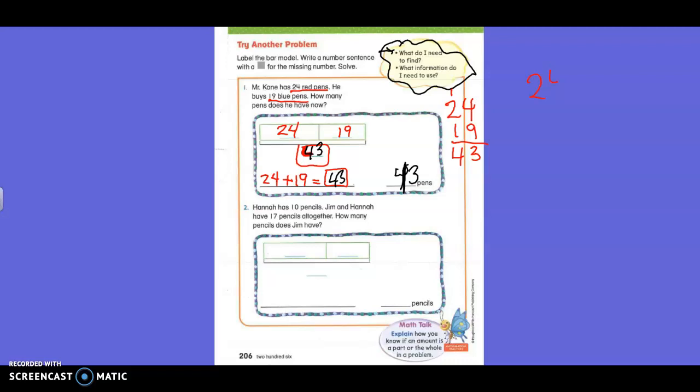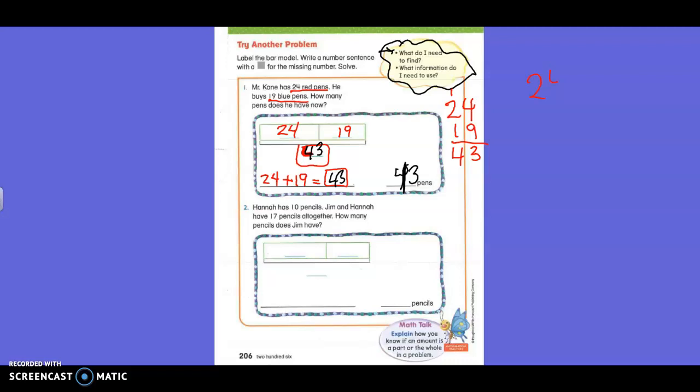Landon? What's the question for my answer? What am I trying to find, Lena? How many pencils they have all together? No, I'm not trying to find how many pencils they have all together because it already told me they have 17 all together. So what am I trying to find out? Grayson? We don't know how many Jim has. How many pencils does Jim have?